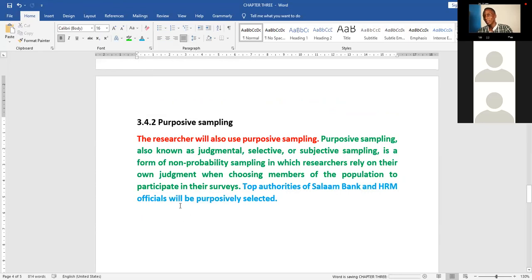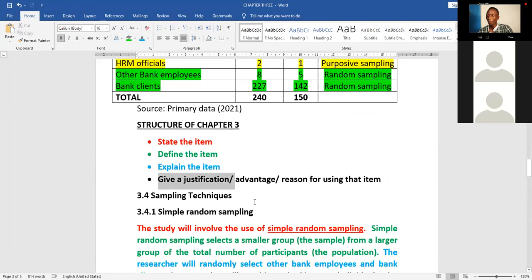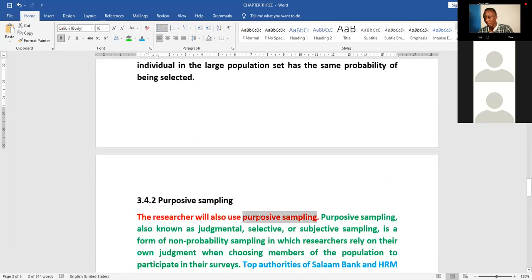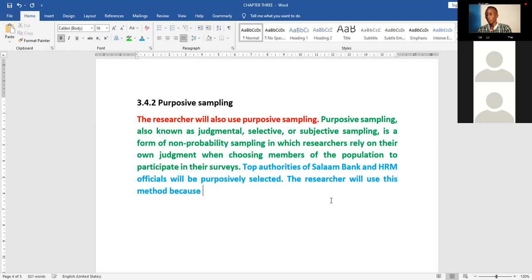Now, what is next? The last one is giving justification. Why are we using this method of purposive sampling? Why didn't we use stratified? Why didn't you use census? Why didn't you use any other method? So we have to give a reason why we're using purposive sampling. We start the statement by saying that the researcher will use this method because, and after putting because, we are going to look for the justification of purposive sampling.